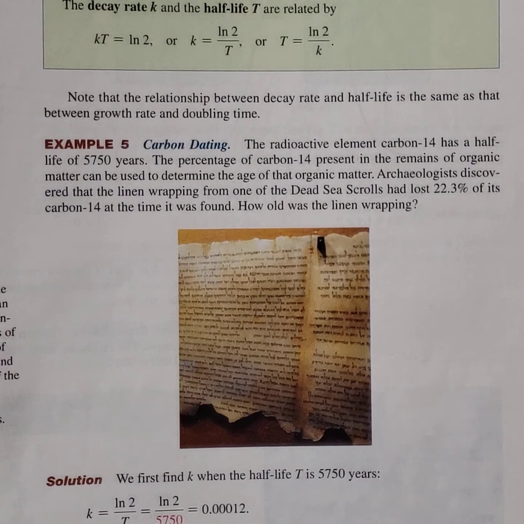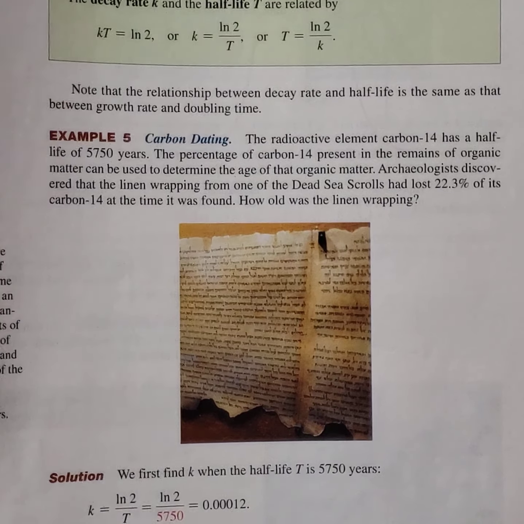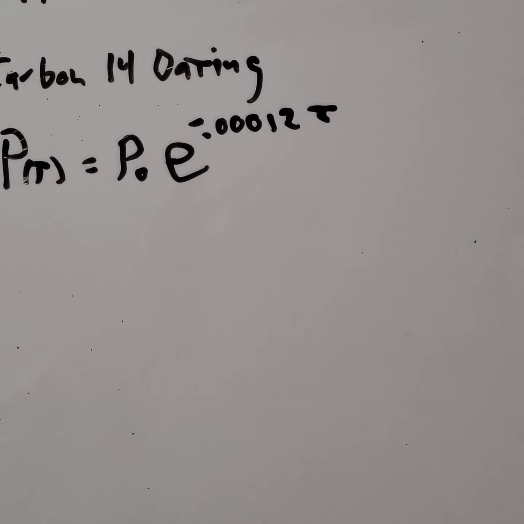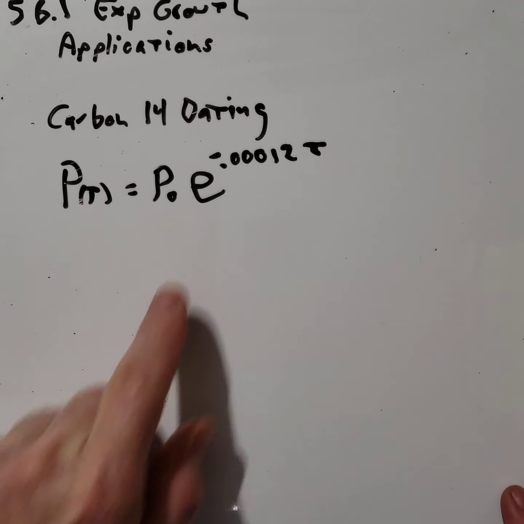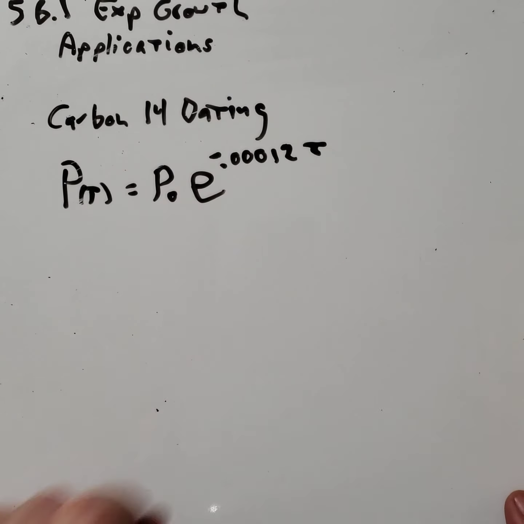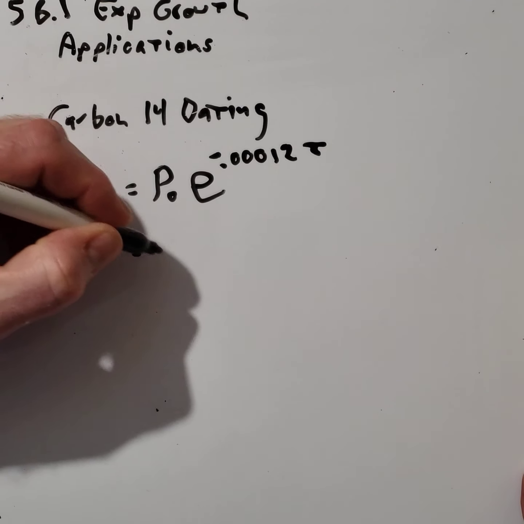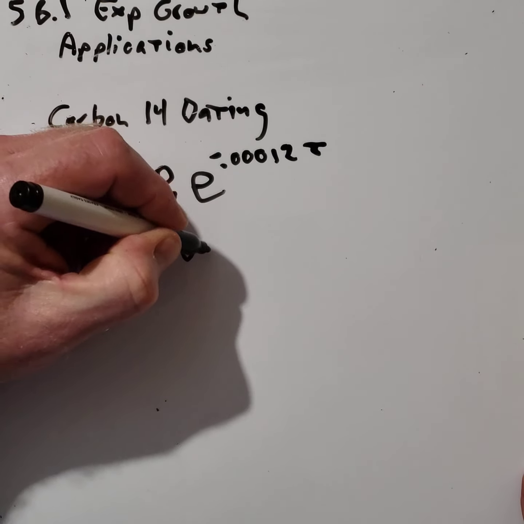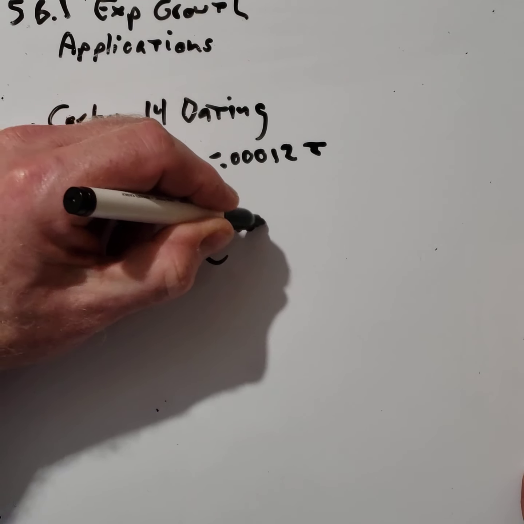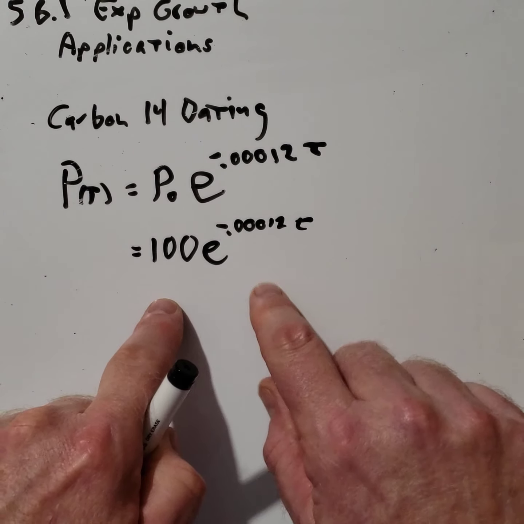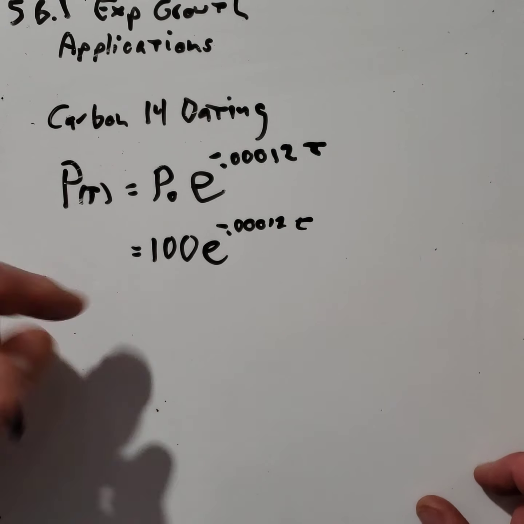Okay, so the only information we need here is that there was 22.3% of it remaining. Because of the time it actually takes for carbon-14 to decay, scientists know that the rate it decays at is negative 0.00012. And we know how much it starts with: 100%. So for this particular case, we've got 100 e to the negative 0.00012 t. For all carbon dating, we would start with that part of the equation, and all we need to know is how much was left.